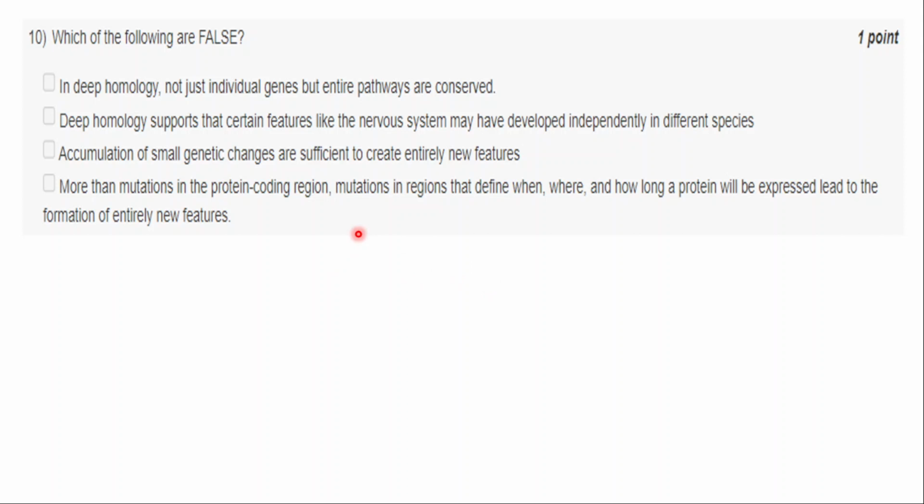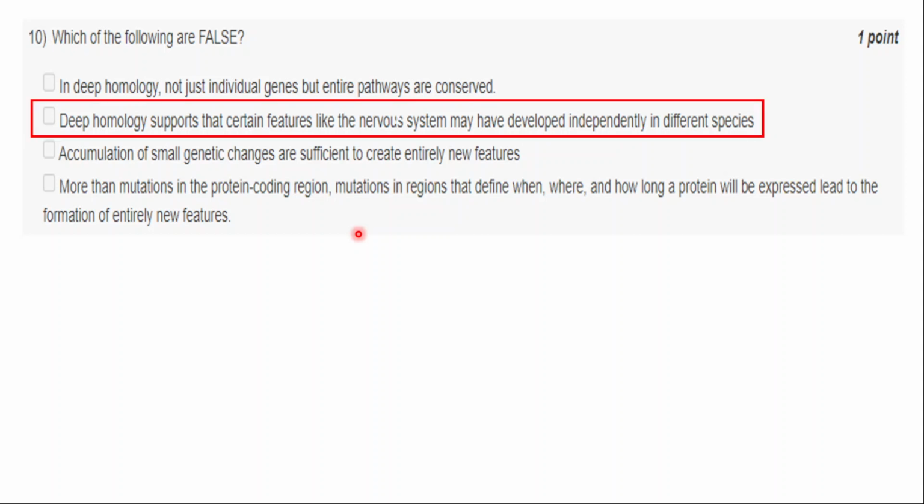Yes, see now that you changed your answers, option 2 and 3, and you are very correct. Options 2 and 3 are the correct answers. These are the two false statements. Deep homology supports that certain features like nervous system may have developed independently in different species. This is a false statement.